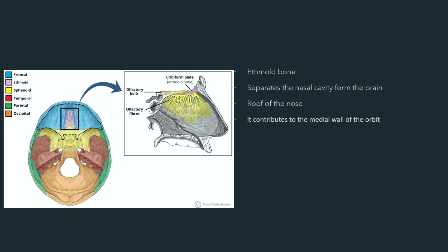Last but not the least, the ethmoid bone. It separates the nasal cavity from the brain, and it's the roof of the nose. It also forms part of the orbit, and it forms the medial wall. The olfactory nerve, or cranial nerve 1, has a close anatomical relationship with the ethmoid bone, as its numerous nerve fibers pass through the cribriform plate of the ethmoid bone, as you can see here in the picture.